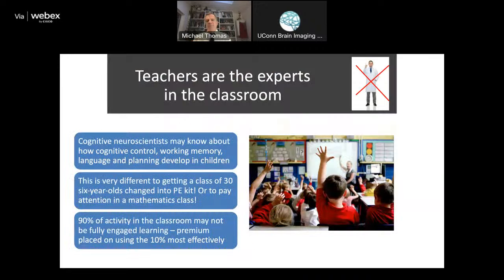And I do think it's important that we recognize, as basic scientists or cognitive neuroscientists, the limit of our expertise. So teachers really are the experts in the classroom. Yes, researchers may know about things like cognitive control and working memory and language and planning and the relationship between those, but that is very different to getting a class of 36-year-olds changed into their sports kit, or to pay attention in maths class and so forth.